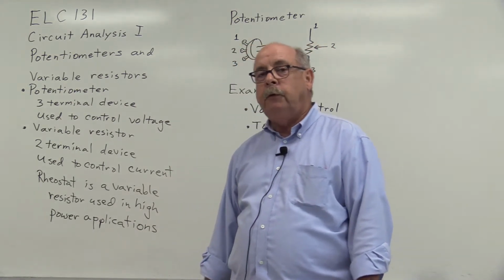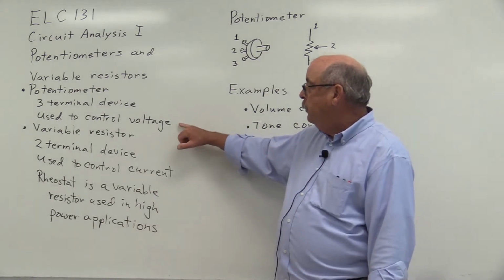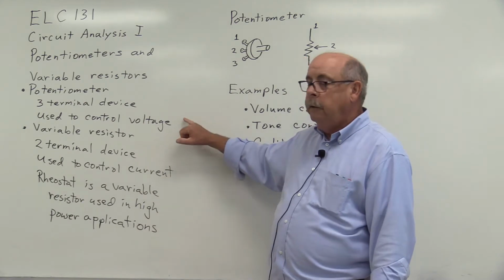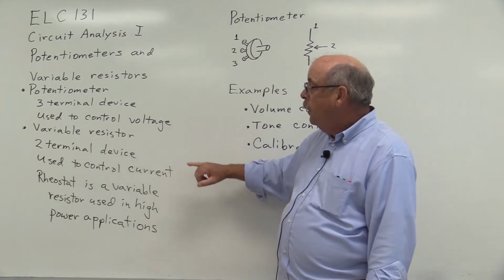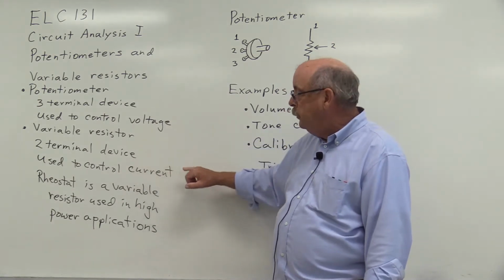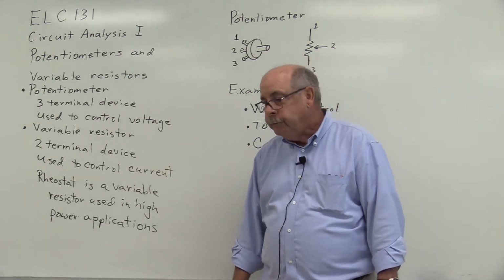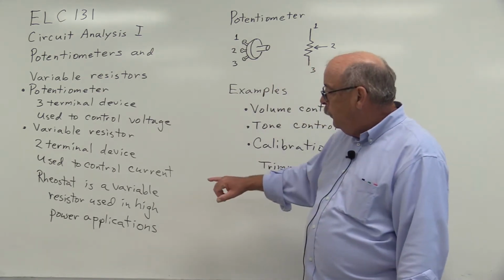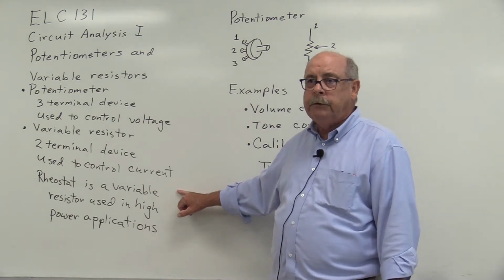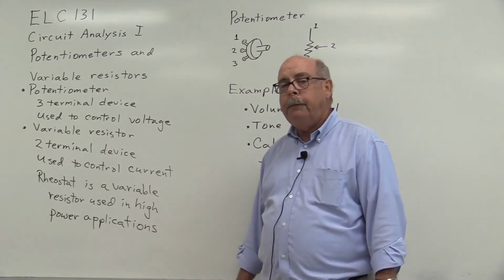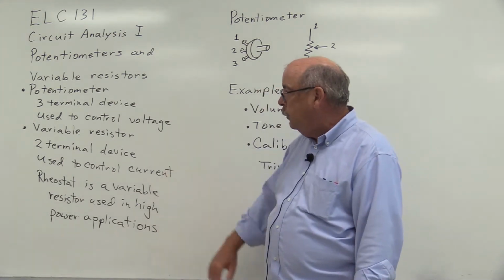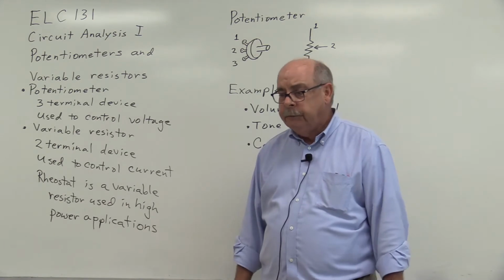It's used to control voltage, and this will make more sense as we continue on with our discussions on electricity and in particular series circuits. A variable resistor, however, is a two-terminal device, and it's used to control current. Now, you'll hear the term rheostat, and a rheostat is simply a variable resistor that's used in high-power applications. But a rheostat and a variable resistor are really the same device.